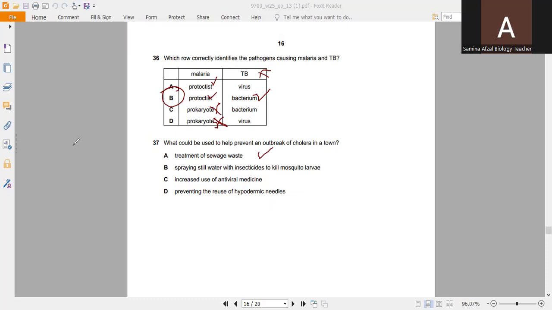Option B, spraying still water, will kill mosquito larvae. It will not help to prevent the outbreak of cholera. C, increased use of antiviral medicine. This is a bacterium, not a virus. And D, preventing the reuse of needles is meant for transfusion, but it will not help to prevent an outbreak of cholera in the town. So only the treatment of sewage waste will help.